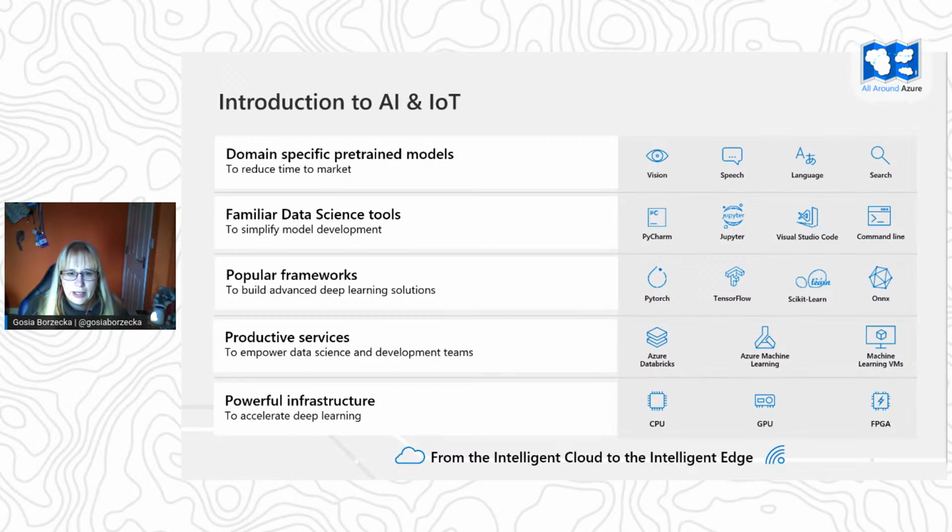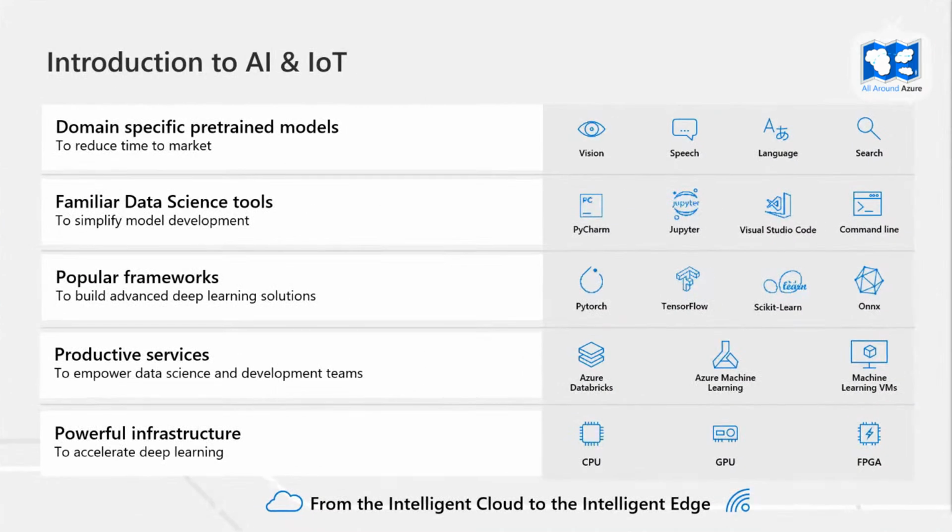There are around 40-ish different models enabled, and they are divided into four main areas: vision, to make your application see the world; speech, to make your application talk and listen to you; language, to understand what is being spoken; and search, to give your application information from a lot of sources.